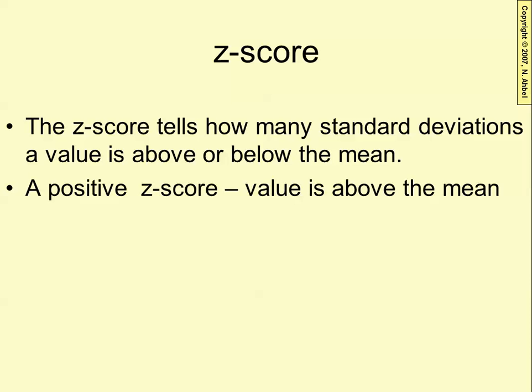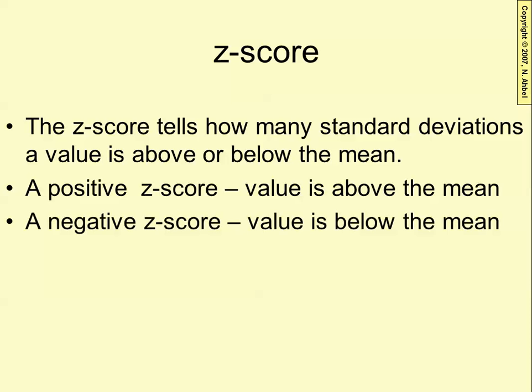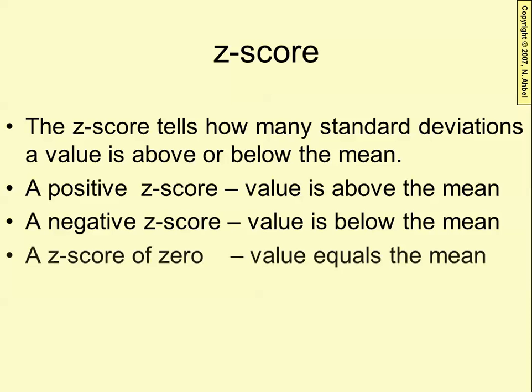A positive Z-score, the value is above the mean. A negative Z-score, the value is below the mean. A Z-score of 0, the value equals the mean.